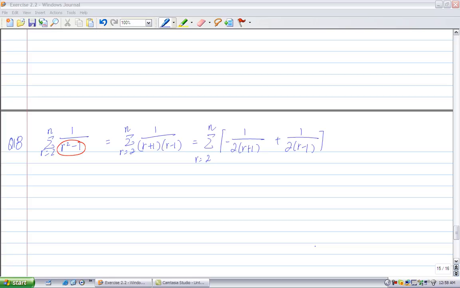Okay, question number 18, you are required to express this in terms of partial fractions. So after you express, let me factorize the denominator into r plus 1 and r minus 1. Then I split up using partial fractions using cover-up rule. So this is pretty easy. I think all of you can do it up to this step here.